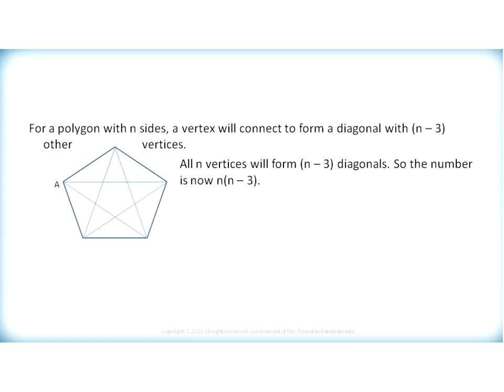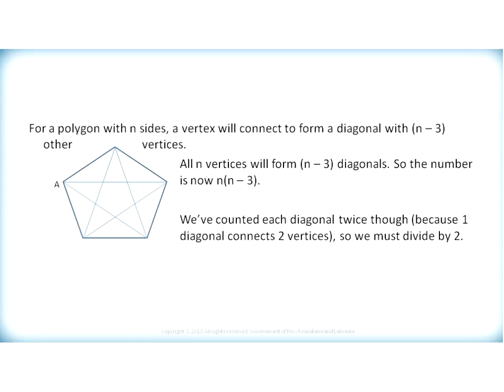There's just one problem with what we have so far, and that is that we've counted each diagonal twice, because each diagonal, like the one from A to this vertex here, connects 2 vertices, so we only need one diagonal to connect 2 vertices. So we ended up counting this diagonal twice. When we looked at vertex A, we counted it, and when we looked at this vertex right here, we also counted this diagonal. So that ended up getting counted twice.